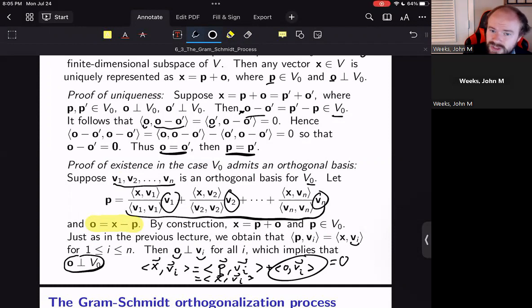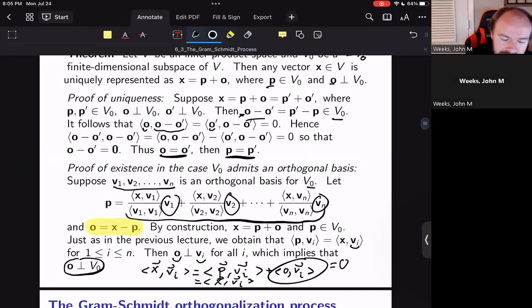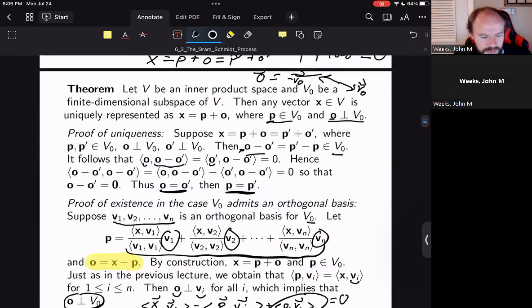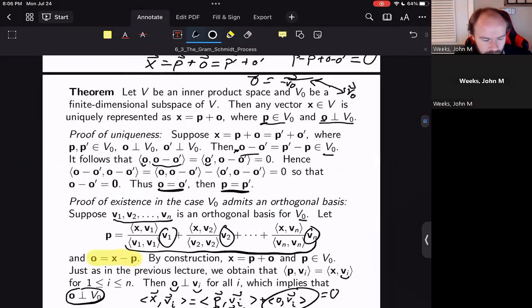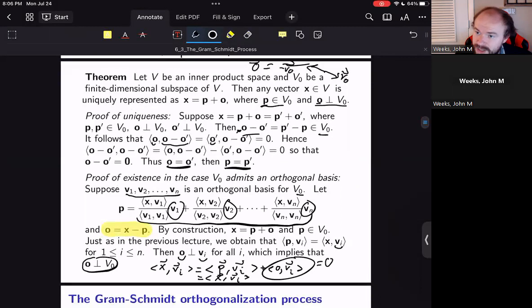This concludes what we need to do, because we've shown that p is inside of v0, where p is this vector here, and O is orthogonal to v0, where O is the subtraction of x minus p. So this gives us a proof for this in a generic inner product space, but we could now plug in V equal to Rn, and v0 any subspace of Rn. Now we have the proof in the specific case of Rn, but we have it in more than just Rn now.